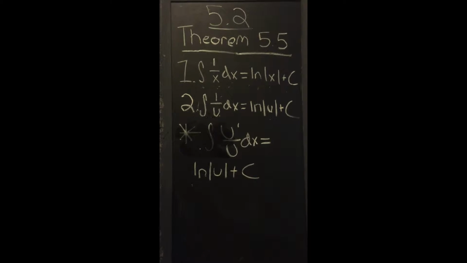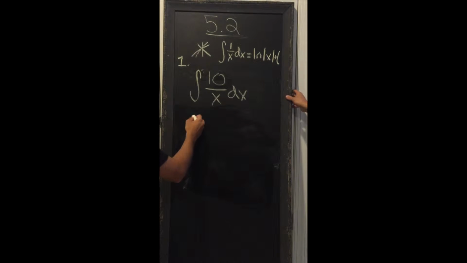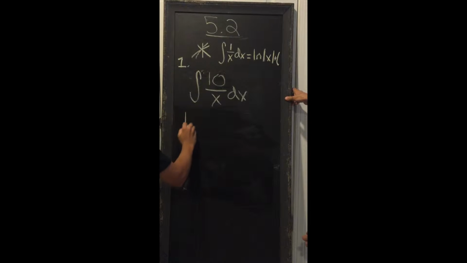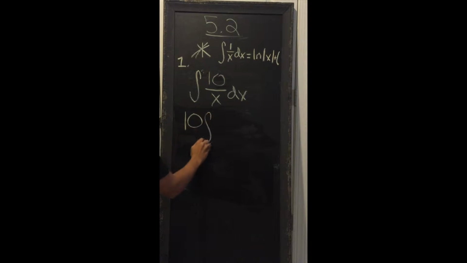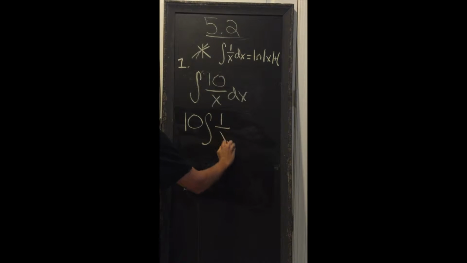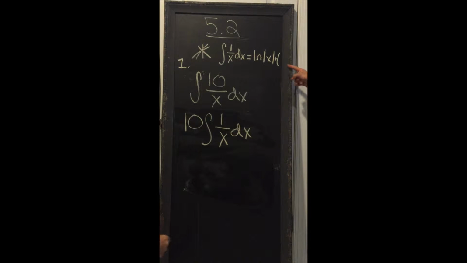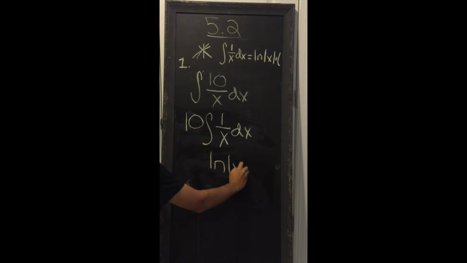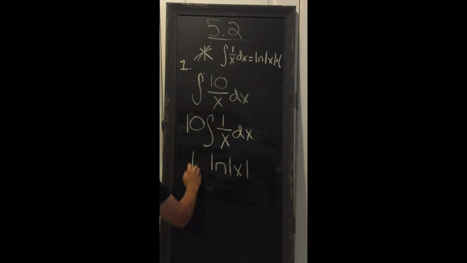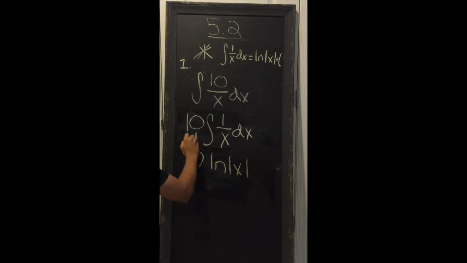of the example problems. In order to do example number 1, you have to take out 10 from 10 over x. And then apply theorem 5.5 to this problem. So the answer will be 10 ln x plus c.